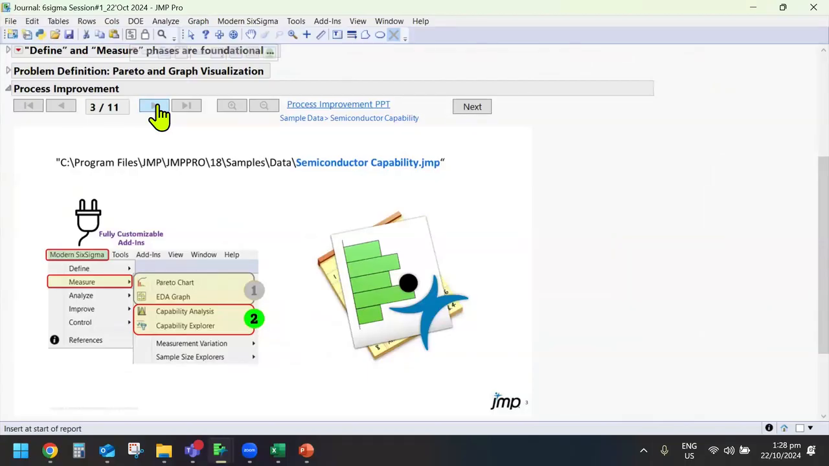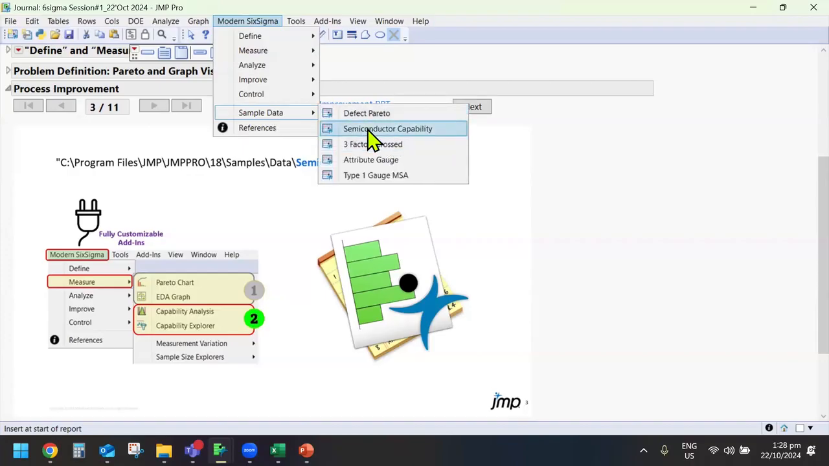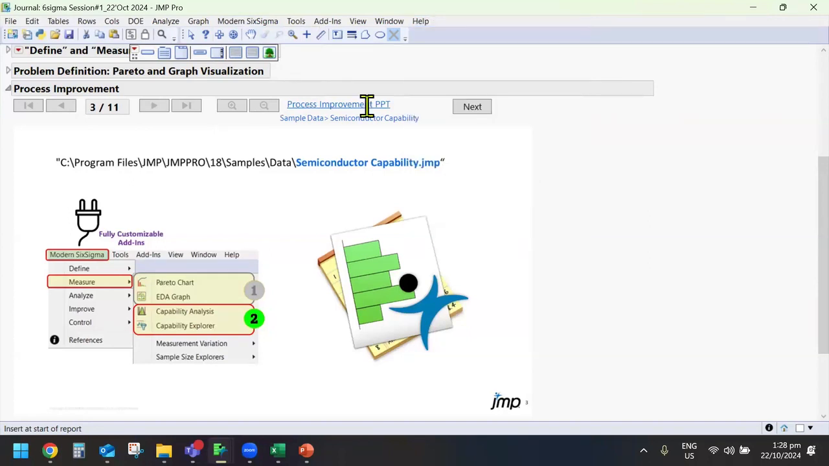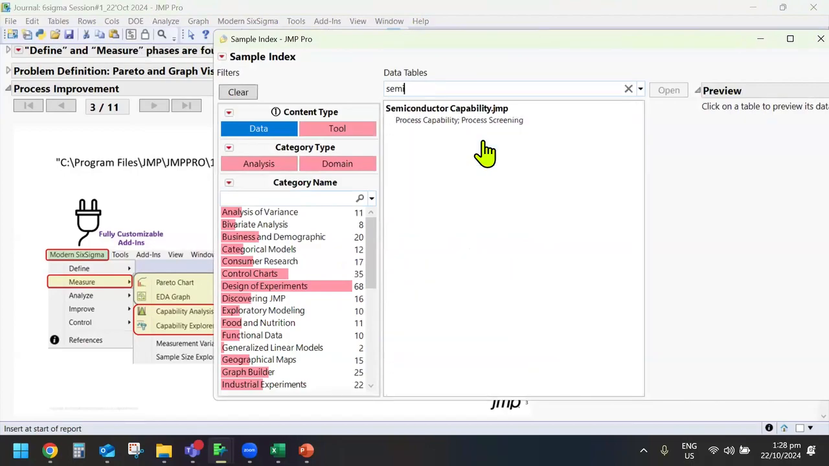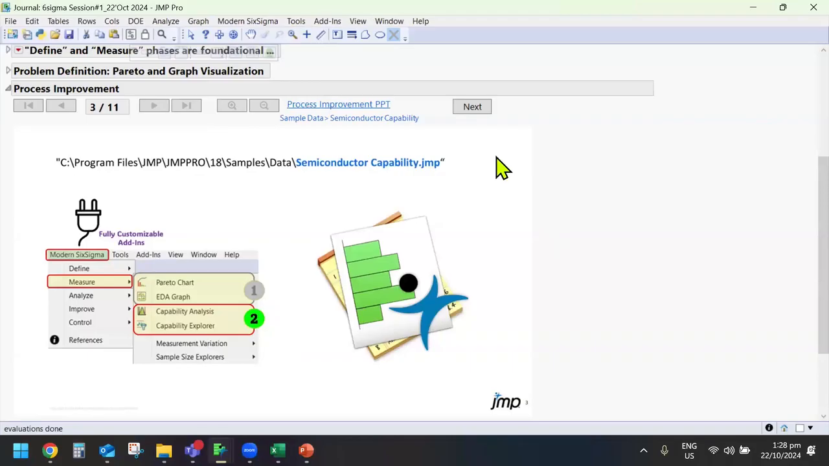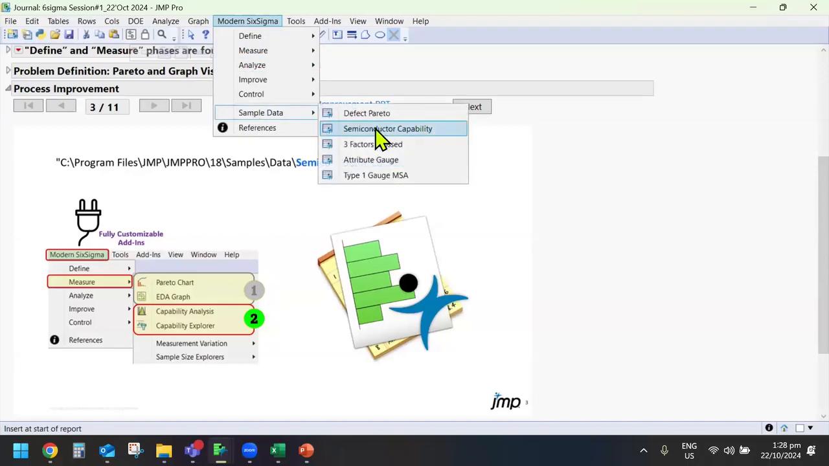For this one, we are going to use a sample data called Semiconductor Capability. You can find it under Modern Six Sigma sample data, Semiconductor Capability, or you can find it under the Help menu, which is the Sample Data Index. You can just search semiconductor. Here you go. You will get the same sample data. Okay, so let's just use the add-in sample data, Semiconductor Capability.